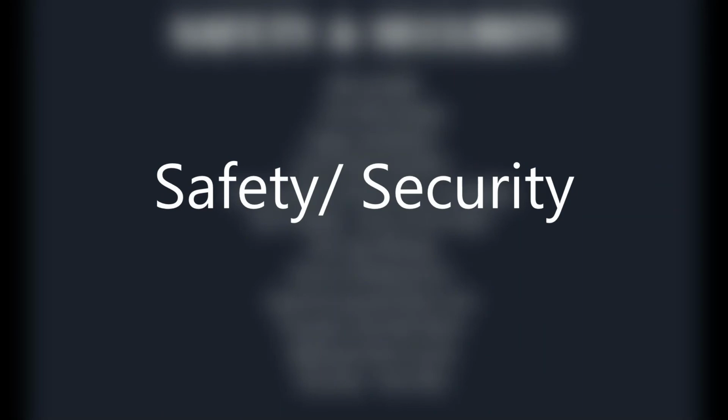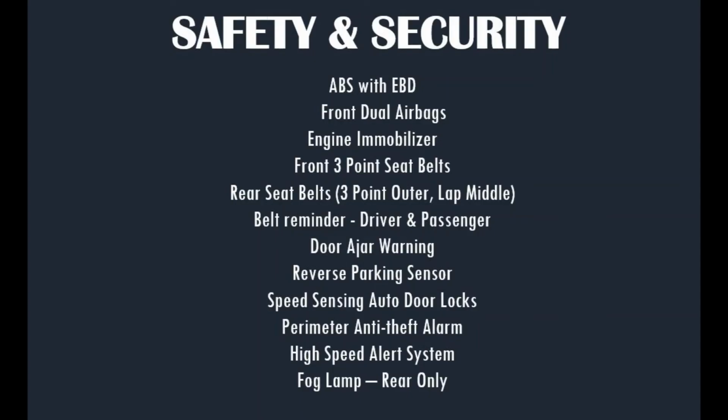Oh yes, I didn't miss it. Safety and security is the most important part. Let's see what you're getting in terms of safety. You're getting ABS with EBD, front dual airbags, engine immobilizer, you have front 3-point seat belts, you have rear seat belts, 3-pointer outboard and lap middle, you have belt reminder for both driver and passenger, you have door ajar warning, you have reverse parking sensor, you have speed sensing auto door locks, and you have perimeter anti-theft alarm, you have high-speed alert system, you have fog lamp in the rear only.